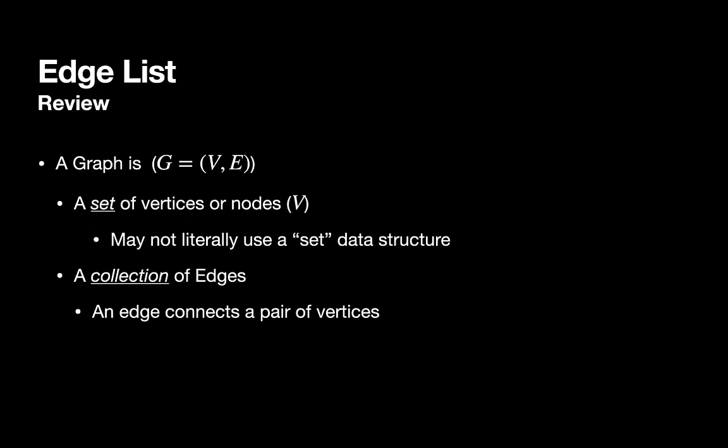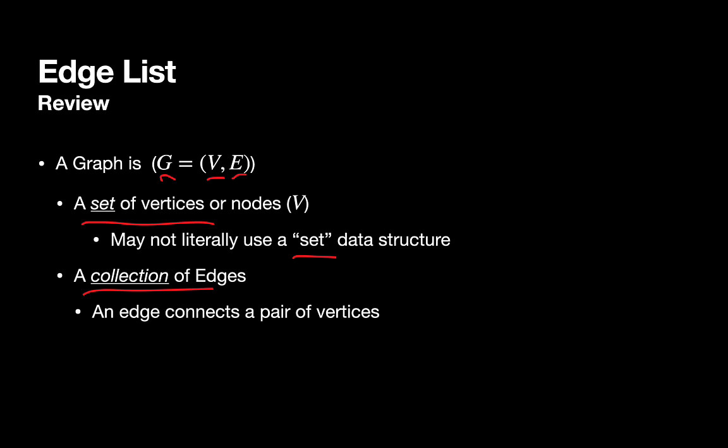An edge list is based on the definition of a graph. If you remember, we defined a graph G as being a collection or a set of vertices or nodes and a collection of edges. And remember earlier I said that when I say a set of vertices, what we're really talking about is the fact that the vertices are distinct and it may not literally use a set data structure to store them, but conceptually it's a set. You won't have two vertices that would be considered completely and utterly identical.